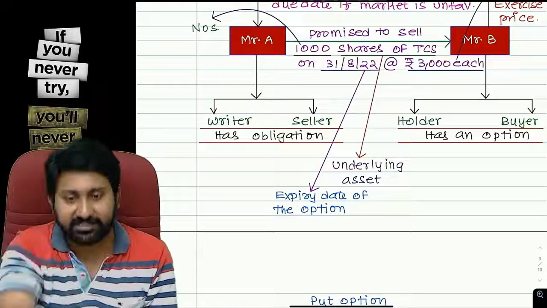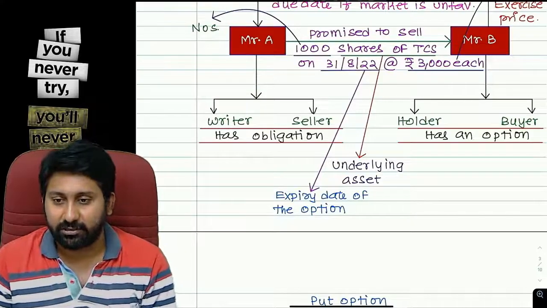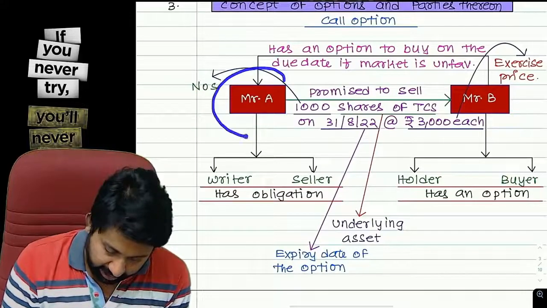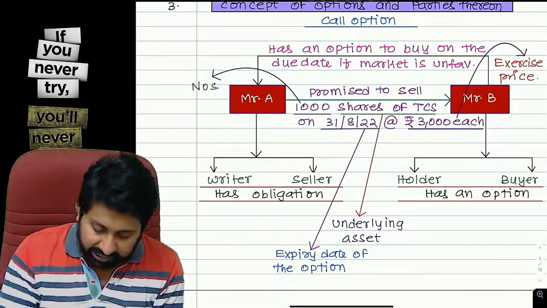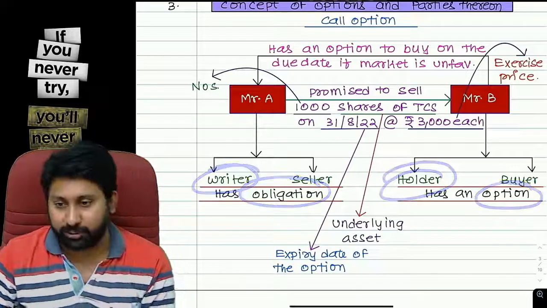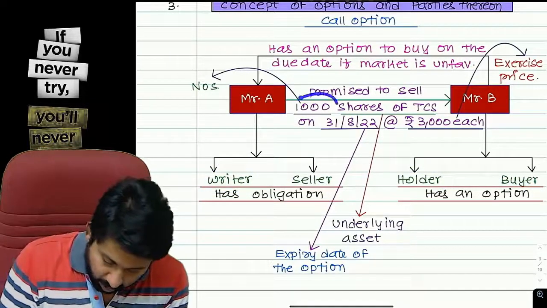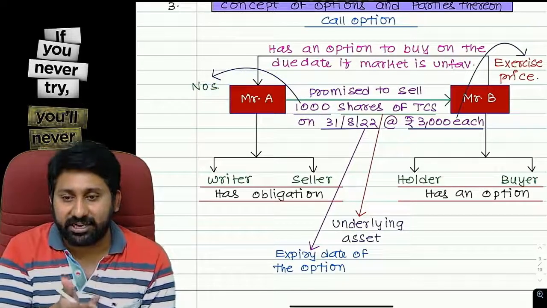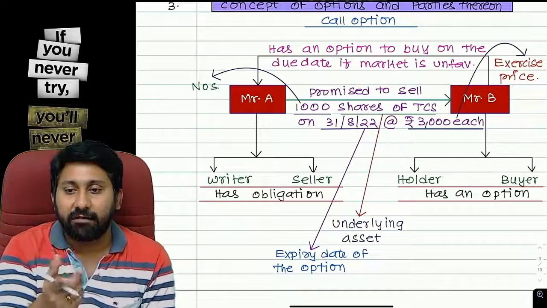Put what? Put shares there. So I want to sell the shares. See here the terminology. A, who promised to sell, is a writer having an obligation. He is a holder having an option. Next, 1000 is the number of shares. Lots will be there. One lot is 100 shares, so there will be 10 lots.